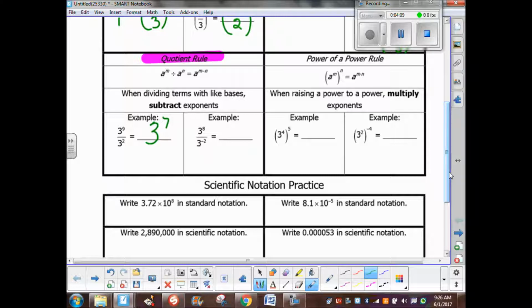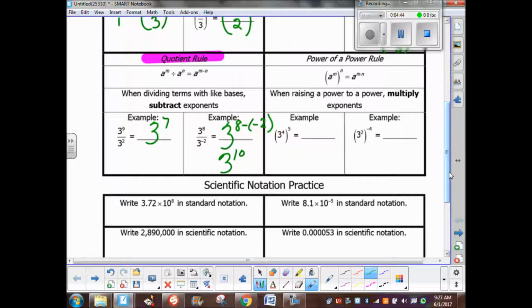3 to the 8th divided by 3 to the negative 2. Still dividing. We have like bases. We're still subtracting. Be careful with this math. 3 to the 10th. And how'd you get 3 to the 10th? 8 minus negative 2, so you're adding 2. Perfect, you said it perfectly. You're subtracting, you have 2 negatives. 2 negatives make a positive, so it becomes 3 to the 10th.